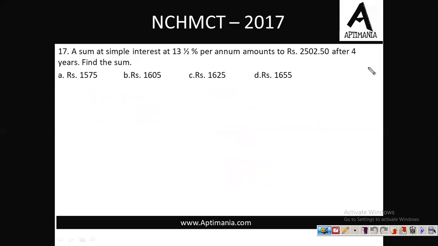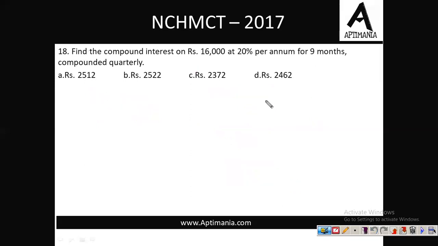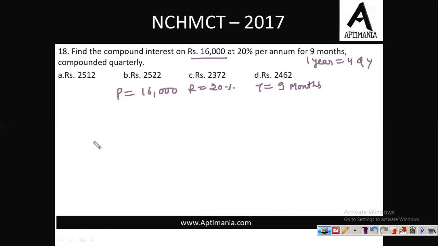Question number 18. Find the compound interest on 16,000 rupees. So this is principal basically. And rate is 20% per annum. And time is 9 months. Compounded quarterly. Now we know that in 1 year we have how many quarter years? We have 4 quarter years. So this 9 months must be equal to 3 quarter years. And rate of interest is 20% for a whole year. So for 1 quarter, it must be 5% per quarter year.